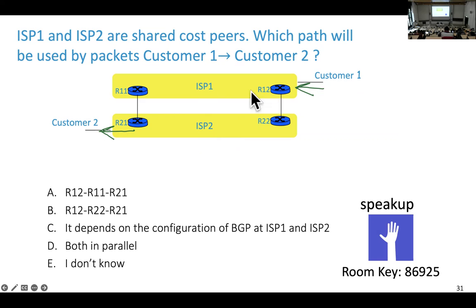A customer of ISP1 wants to send some traffic, which enters ISP1 through R12, and the destination is customer 2, which is a customer of ISP2 at this interface of this router R21. And I'm asking you, this traffic takes which path? Takes the path that R21, R22, R21, or the other way around? Or it depends, or both? So let me open the poll.